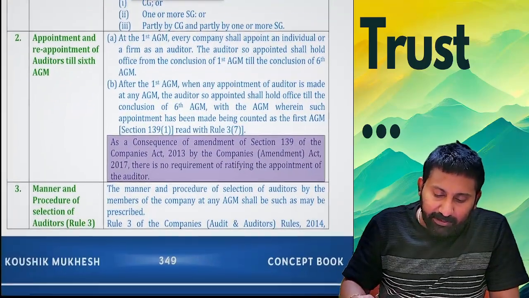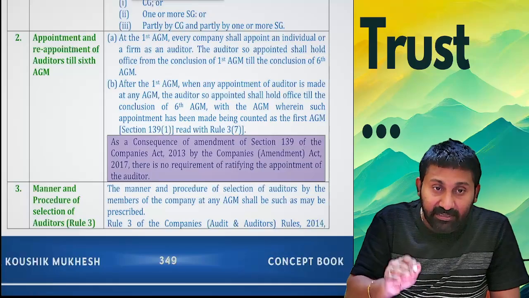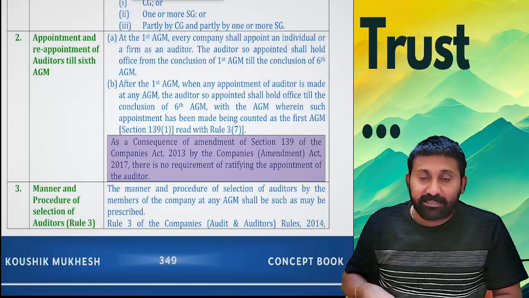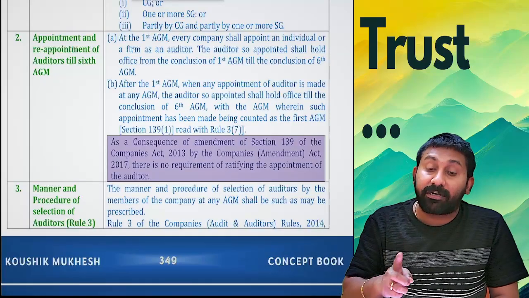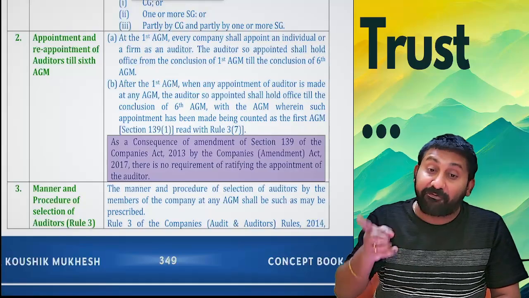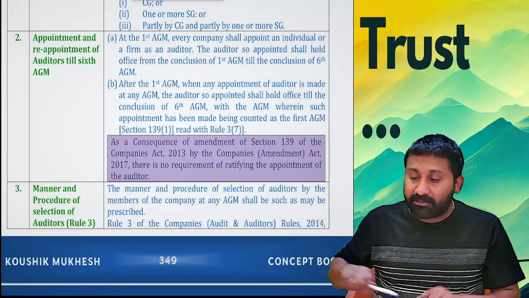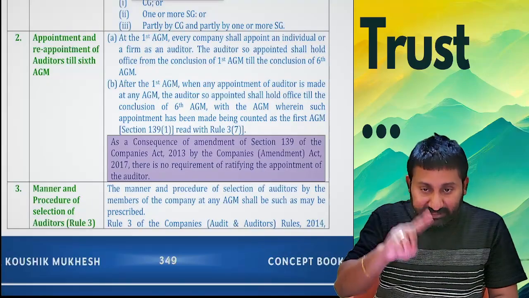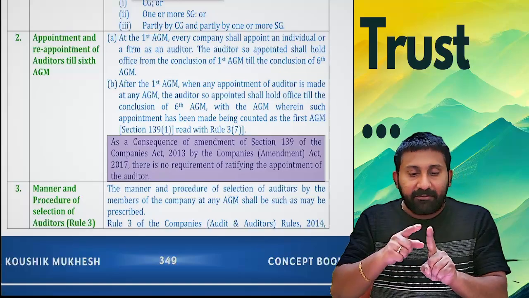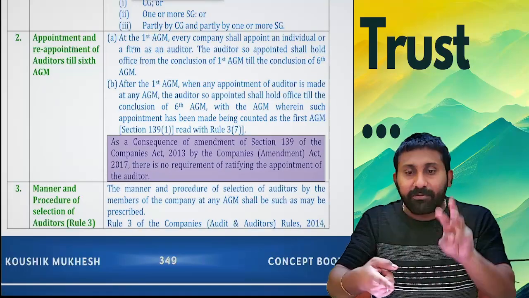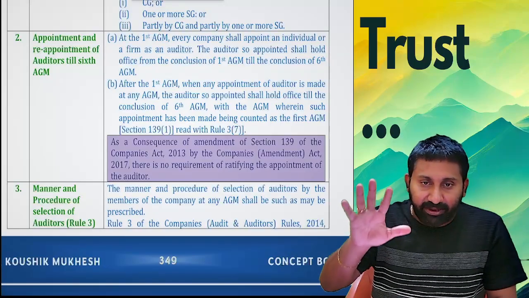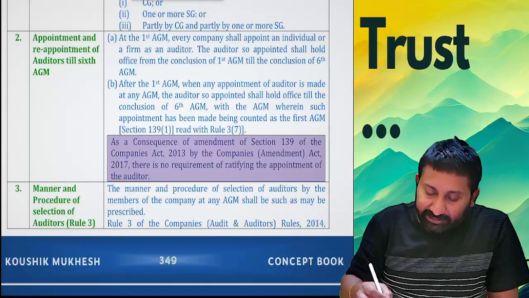Next, appointment and reappointment of auditors till 6th AGM means once a person is appointed as an auditor, that individual auditor will continue for a period of 6 years. Technically, not 6 years, sorry, 5 years from the first AGM. Means what? He will continue from the conclusion of first AGM till the 6th AGM. Tenure will be 5 years. First AGM to second AGM, third AGM, fourth AGM, fifth AGM, sixth AGM. Means how many years totally he is continuing? 5 years he will continue till the end of sixth AGM.